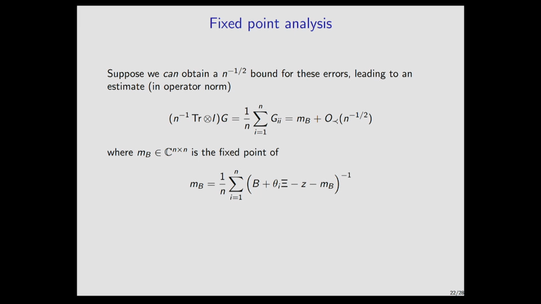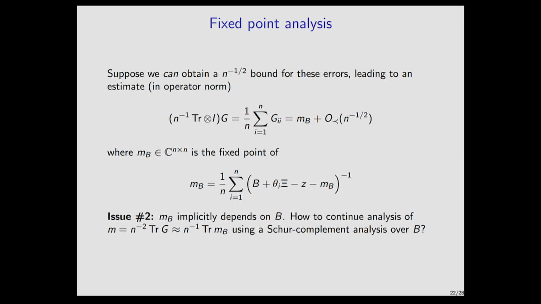And let me explain how the rest of the analysis goes. So I think the second conceptual issue is now I want to do the second stage of the Schur complement analysis, right? I conditioned on B at first. I did the Schur complement over A. I arrive at this fixed point equation. And I want to now do the Schur complement analysis over B. But here, this fixed point, at least the way I've written it here, M_B depends implicitly on B in this rather complicated way, right?